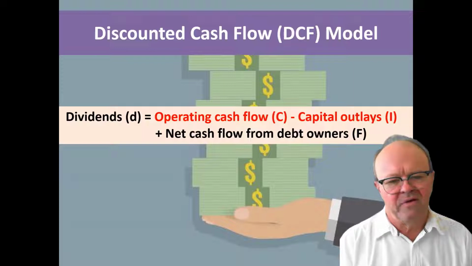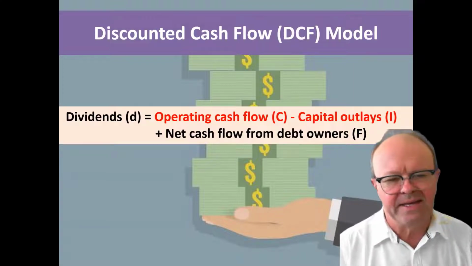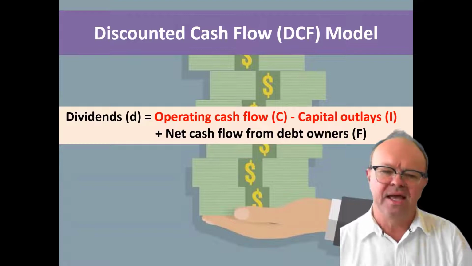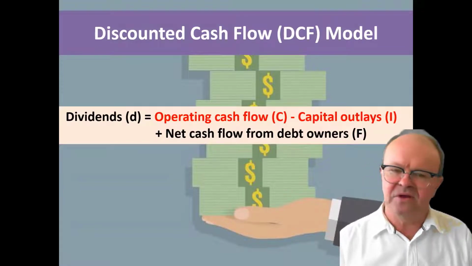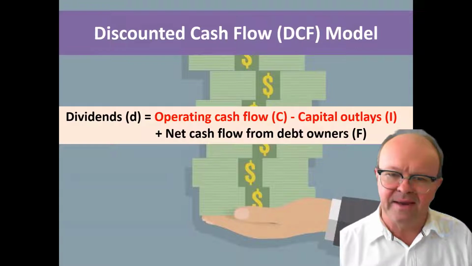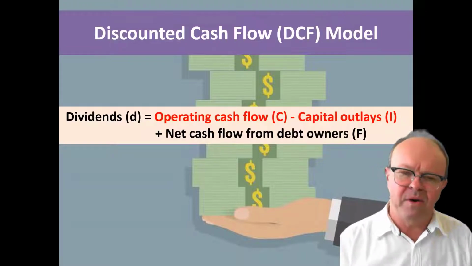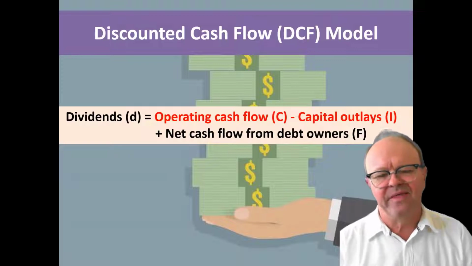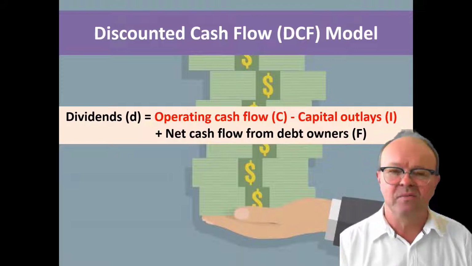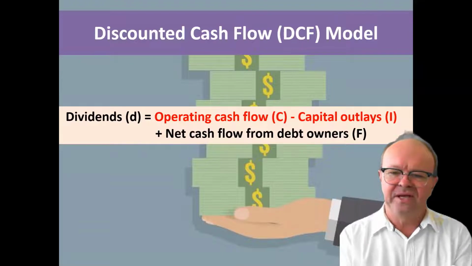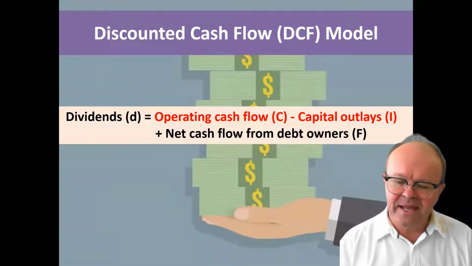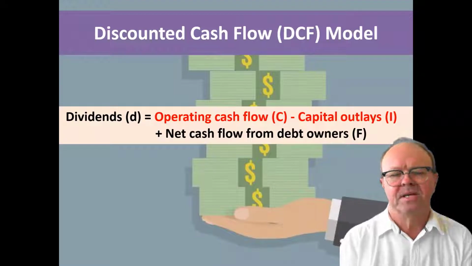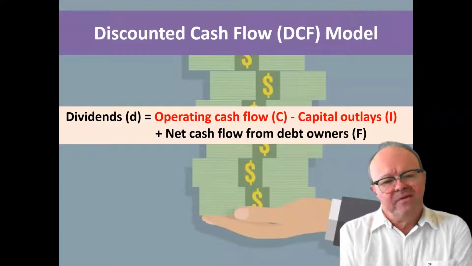So once we've got the free cash flow, operating cash flow less capital outlays, the free cash flow we're getting out of the operations, plus the net cash flows from debt owners, we might pay off some of the debt, or we might borrow a bit more. We might pay some interest. So once we've allowed for that, that'll be our dividend. The dividend will be what's left over. The free cash flow plus the net cash flow from debt, what's left over from that will equal dividends. So we've got that relationship.